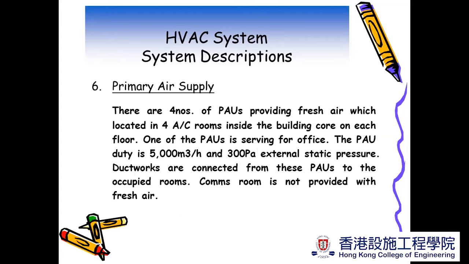Primary air supply, right? There are 4 PAU systems providing fresh air, which are located in 4 AC rooms inside the building core on each floor. In this case, one of the PAUs is serving the office, and the PAU duty is about 5,000 cubic meters per hour at 300 Pascal external static pressure. And ductworks are connected from these PAUs to the occupied rooms. And the comms room, because it is such a small data center area, does not need to have fresh air.